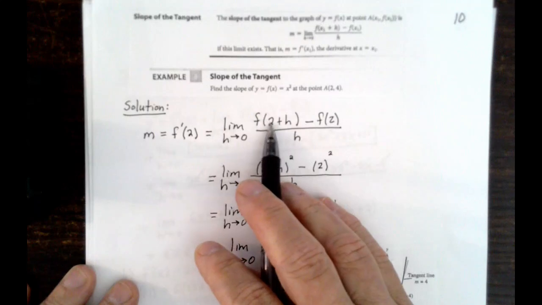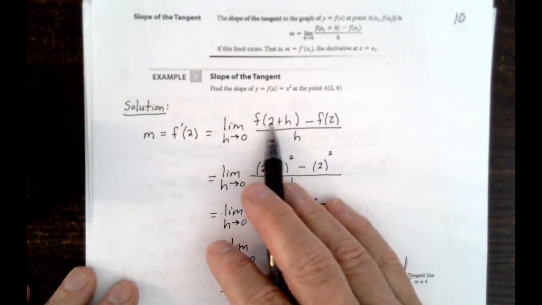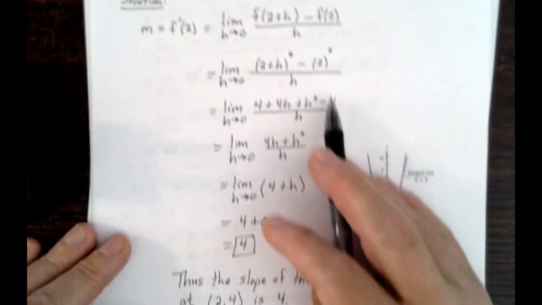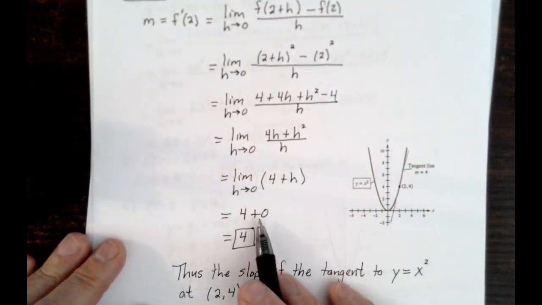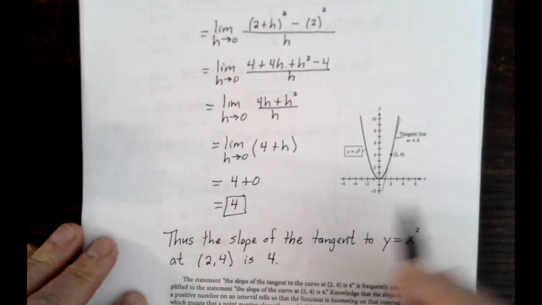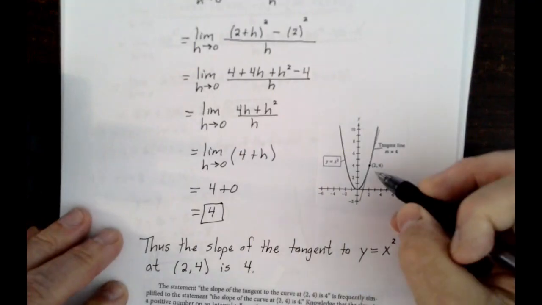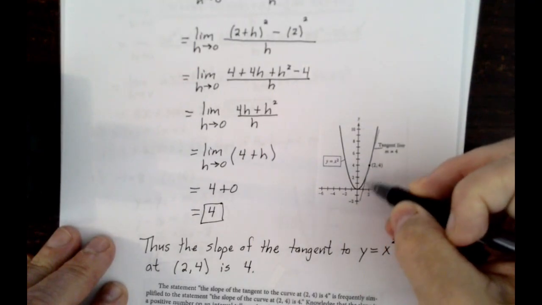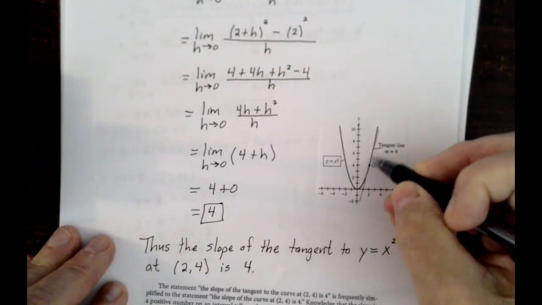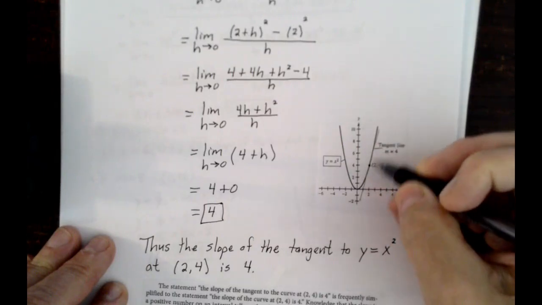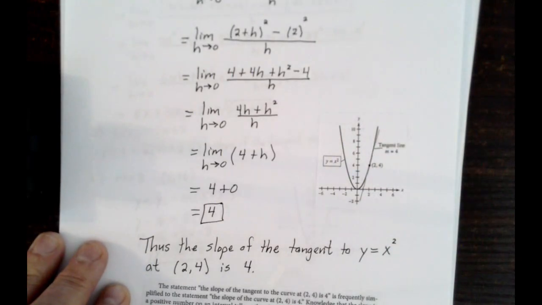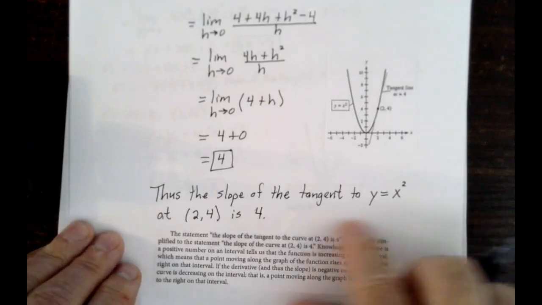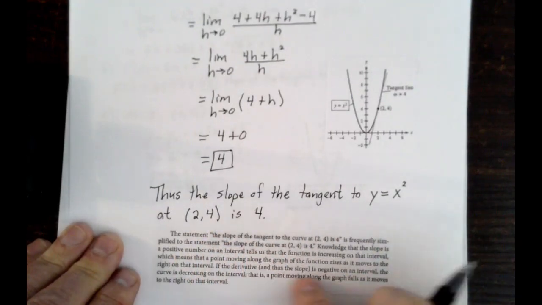So example 5 is doing that exact thing. Instead of using x plus h and x, we're using 2 plus h and 2, because your x value here is 2. Everything else is done exactly the same way, and you get your answer of 4. Now look at the point (2, 4), and here's your tangent line, and it only touches at that one spot there. If you analyzed its slope, you'd find out that it has a slope of 4. It's quite steep. Thus, the slope of the tangent to y equals x squared at the point (2, 4) is 4.